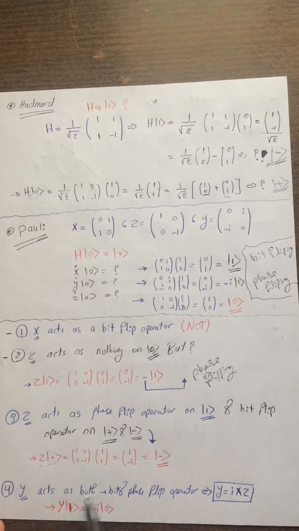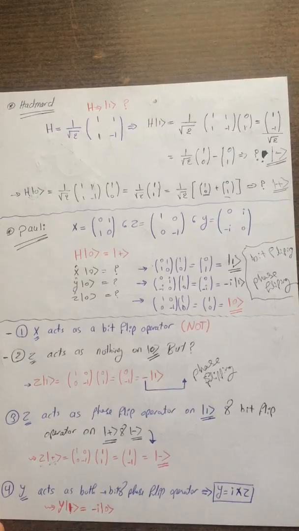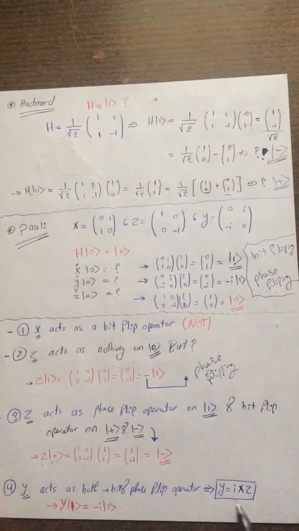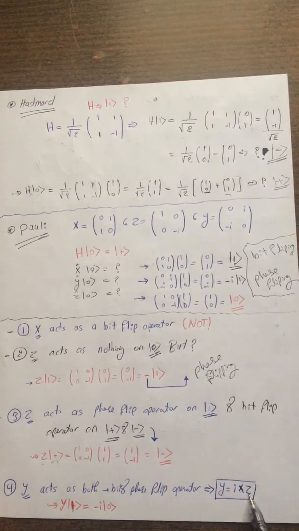What about y? Y can combine both, actually. Y is nothing else than an operation of z over the bit and then an x, so you can transform what you got from z with x, and x transforms it again. You can take an example here, y operation on 1, and you can take it one by one and see that it's equivalent to minus. So there is a flip by the z and also another flip for bit flipping.